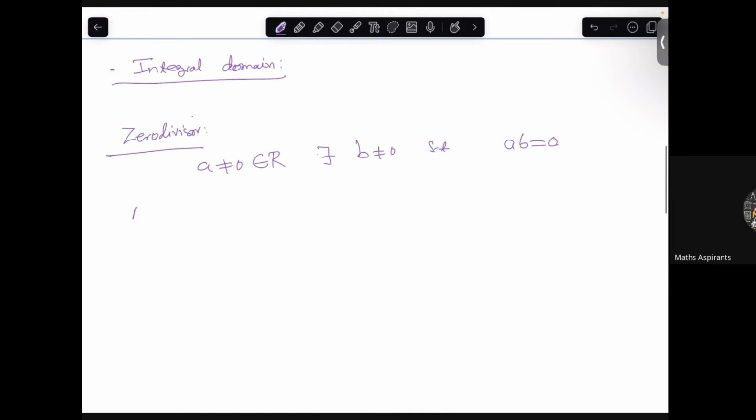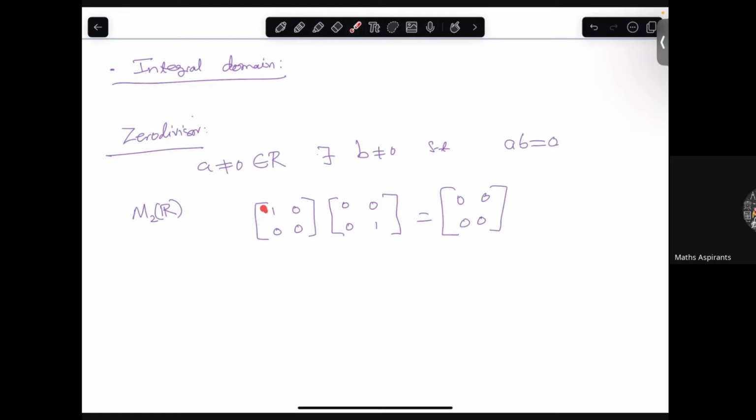You can find a lot of examples even in M2 of R. Very simple. Lot of examples. For example, just take this. This is a non-zero. If you multiply, you'll get 0. For example, 0, right? This one. And this is obviously 0. So you will get 0. So two non-zero things. That's why there are certain problems in zero divisor.